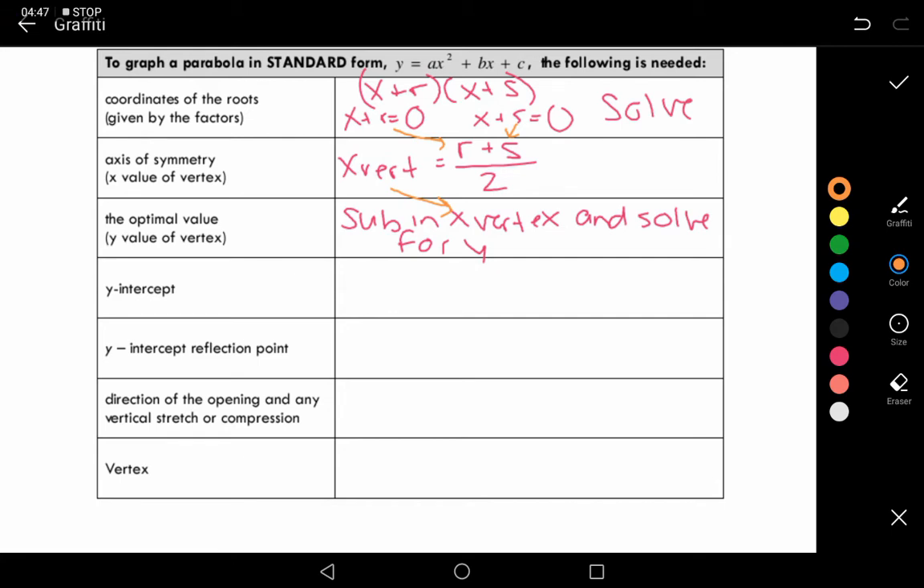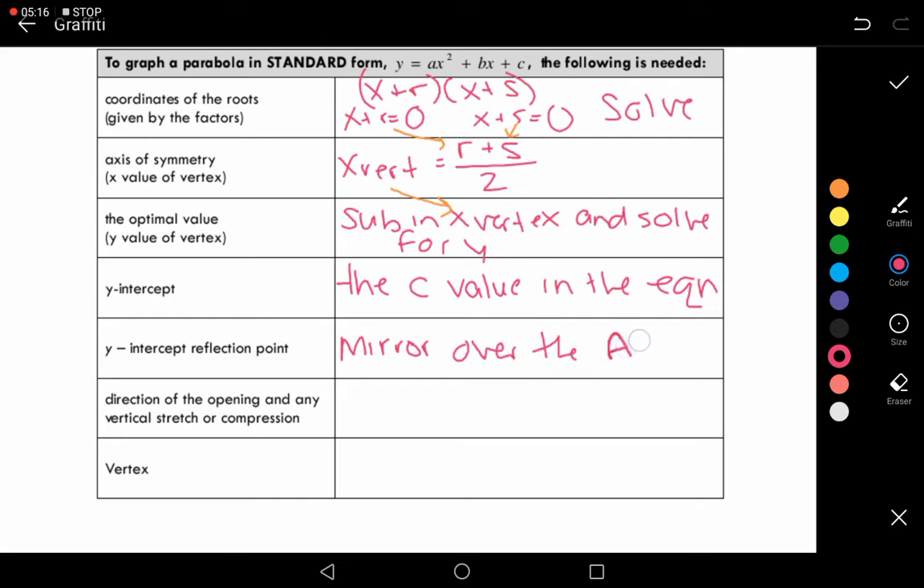Okay, the y-intercept in standard form, which we've learned in this unit, is the c value of this equation. The c value in the equation. Okay, that y-intercept reflection point, again, we just learned about above. We're just mirroring the point over the axis of symmetry. And again, I will show you that on the next page.